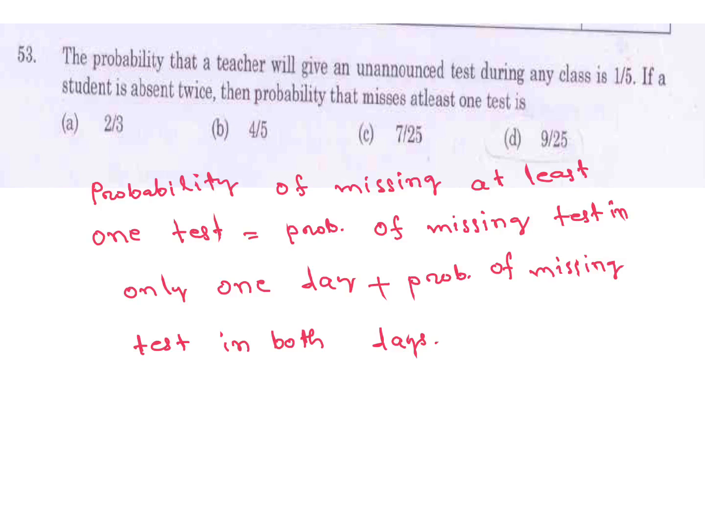The probability that a teacher will give an unannounced test during any class is 1 by 5. If a student is absent twice, then the probability that he misses at least one test is how much? That probability we have to calculate. The required probability of missing at least one test can happen in two types: probability of missing test in only one day plus probability of missing test in both days. This is our required probability.